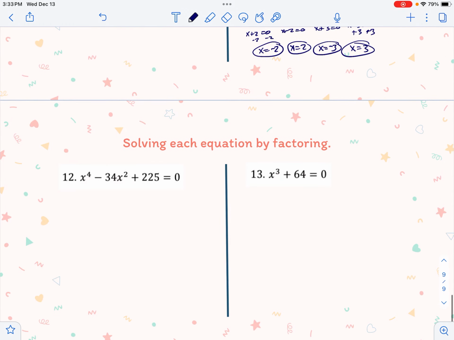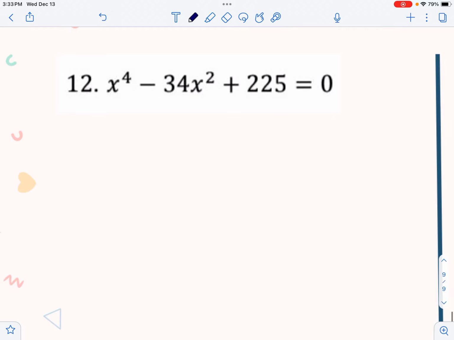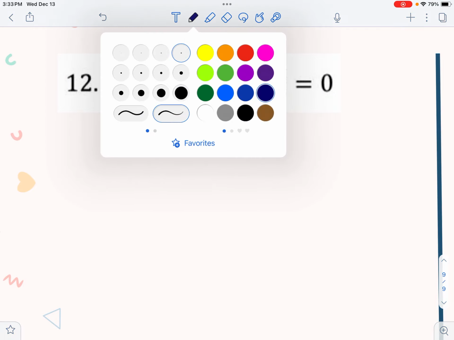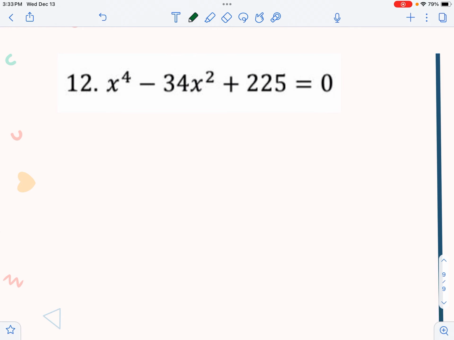Okay, what else do we got here? Here's another one. This one kind of works out the same way. I do have 1x to the 4th, x squared, and a constant right here. So I'm going to try and use quadratic techniques or general trinomial. 1 times 225, that's 225. Factors that add up to negative 34. Well, they both have to be negative.